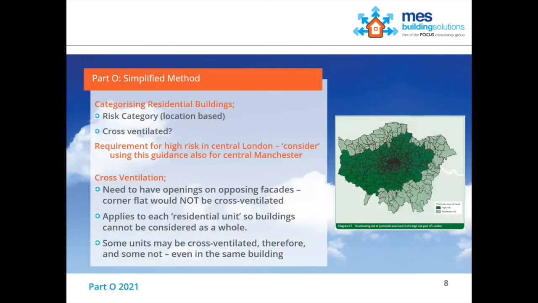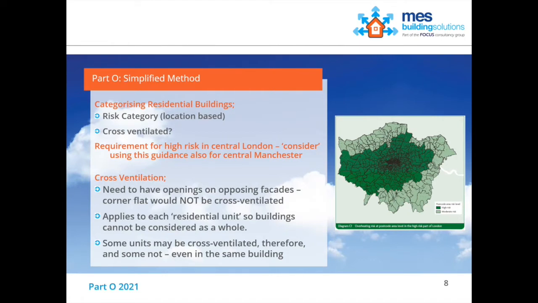So what is in the simplified method? The simplified method is very, very simple, really. We basically look at two things. We look at whereabouts our development is within England, to see whether it's in an area of the country that is at high risk or moderate risk of overheating. And we look at the individual unit, because it is unit dependent. If we have a big block of flats, we're not assessing the block as a whole. We are actually assessing each distinct residential unit within that building.